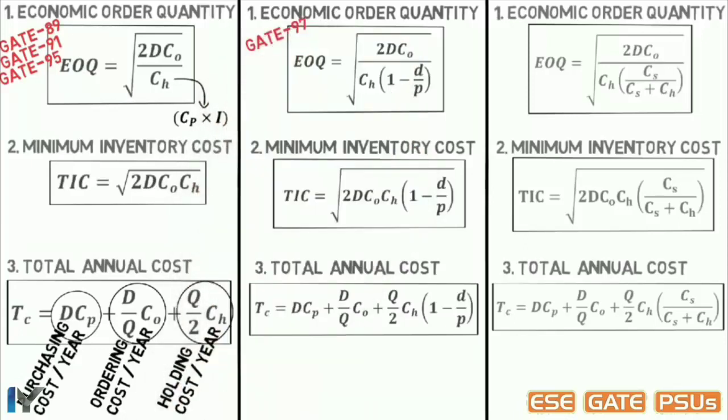In GATE 97 all the values were directly given and the question was, find number of orders per year for second model. Here first find out EOQ for second model and then find number of orders from demand upon EOQ.